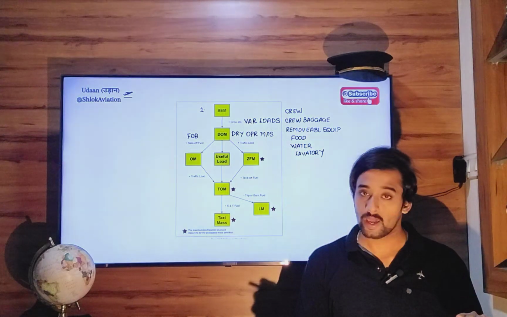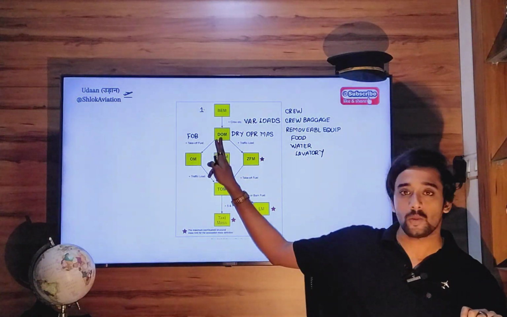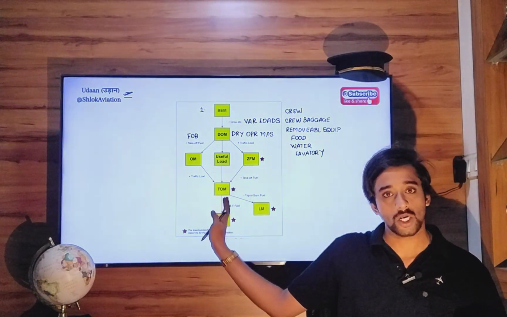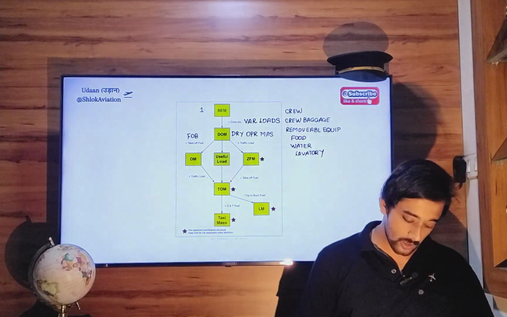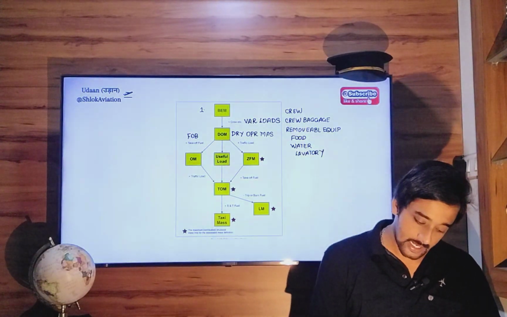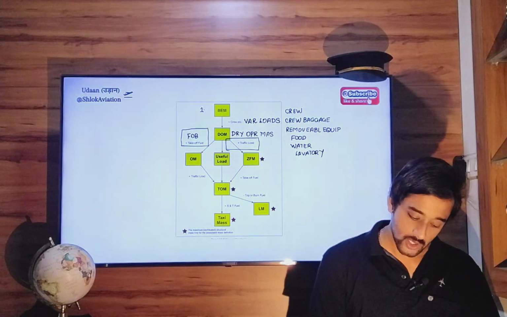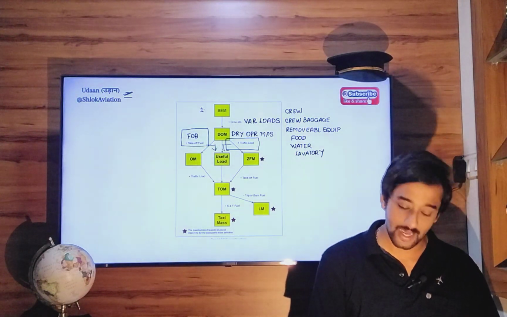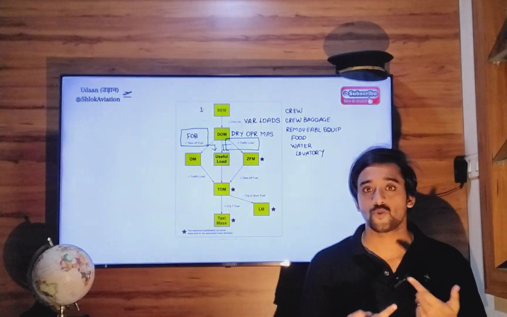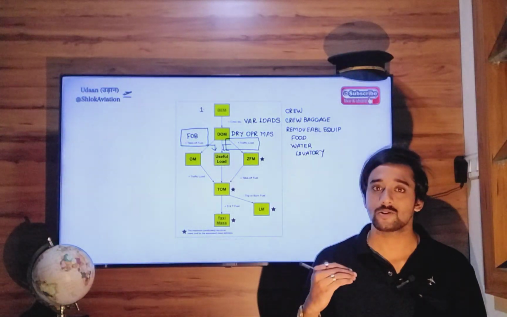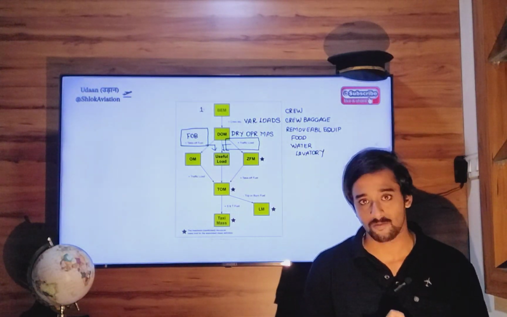There is another way. The third way is dry operating mass plus useful load is your takeoff mass. This useful load is made of two components. It is made of fuel on board and traffic load. So fuel on board and traffic load together is called useful load. So dry operating mass plus useful load also equals takeoff mass.